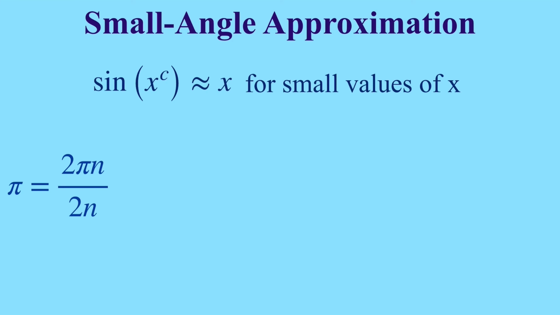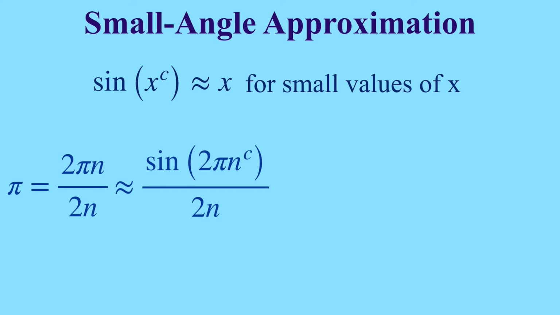What we would then want to do is, because we know that sine x is approximately equal to x for small values of x, if we switch out x for 2 pi n, we get that pi is equal to 2 pi n over 2n, which is approximately equal to sine 2 pi n radians over 2n for small values of 2 pi n. Now it's a bit annoying saying small values of 2 pi n. What exactly does that mean?